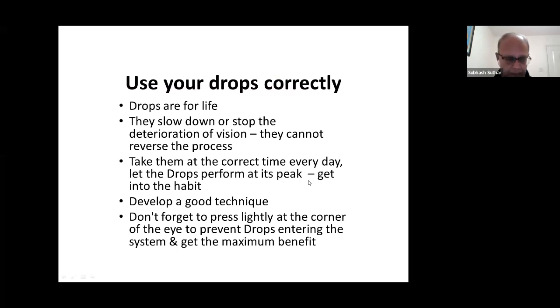Please refer to those pictures. And if you want them, Bhavini will be able to send it to you. This presentation, as well as this printout of how to put the drops in, is available. So that is a good technique.